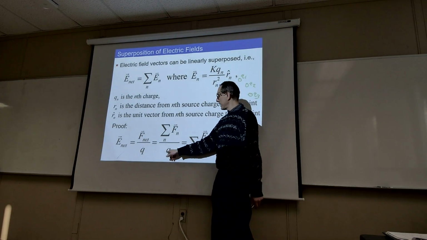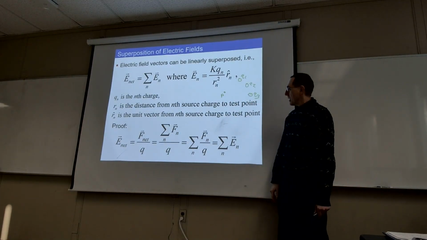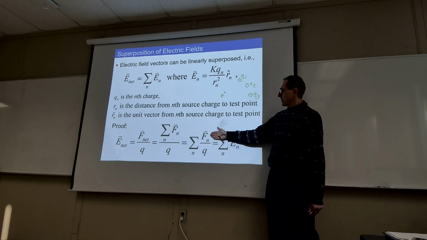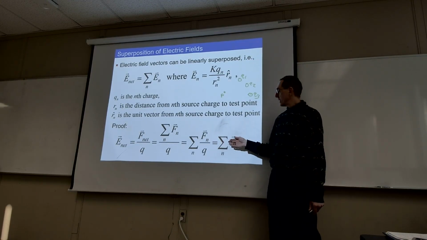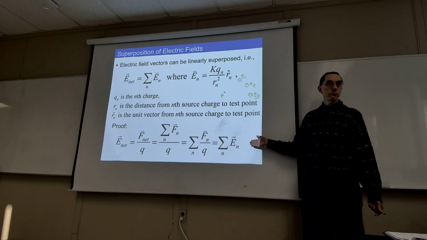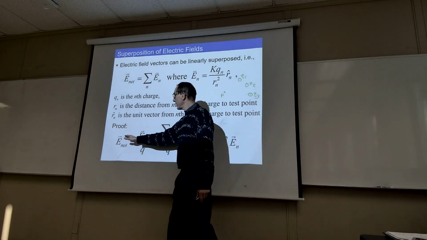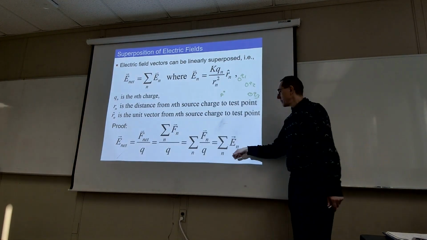Okay, so now I can divide the Q through to the sum, that's just math, distributed property. But what now is then F sub n over Q? Well, that's the E sub n component of the electric field by definition. There you go. We see that our net field is equal to the sum of the individual fields.